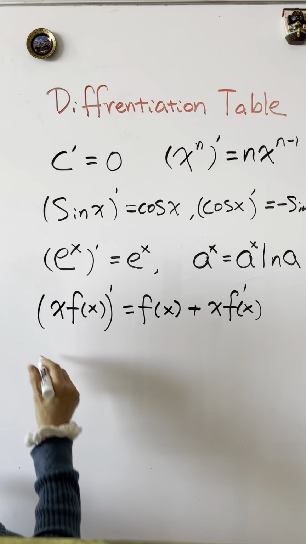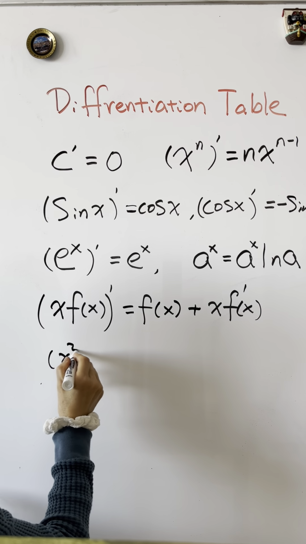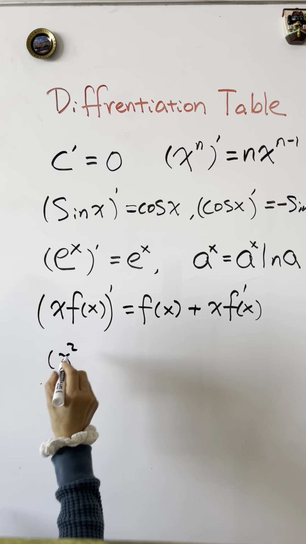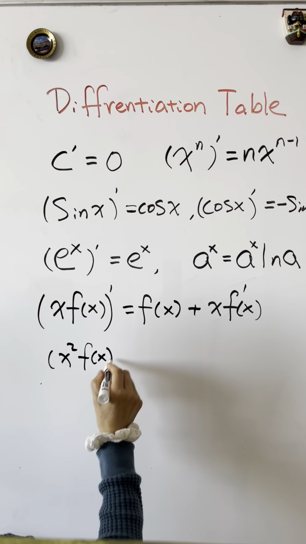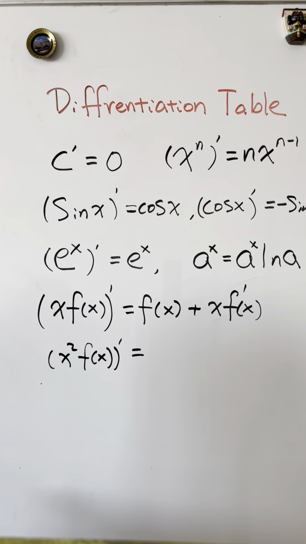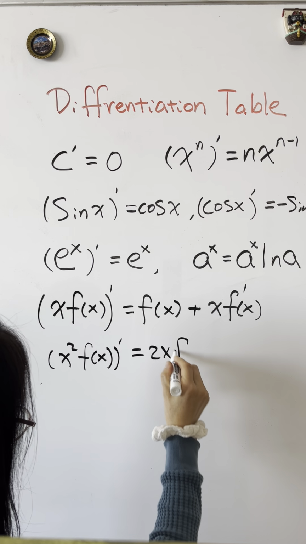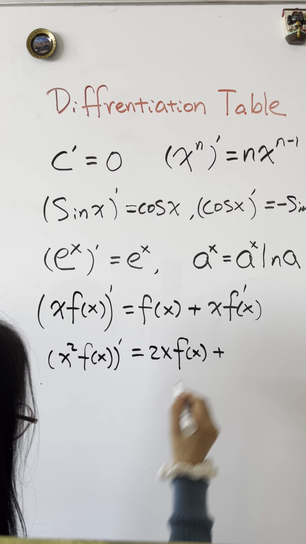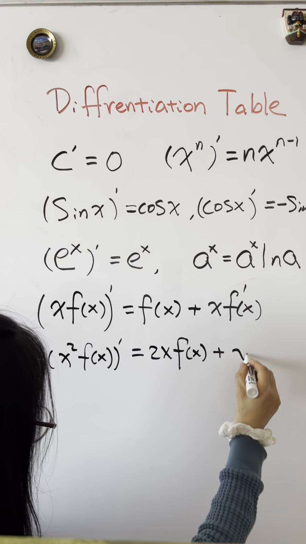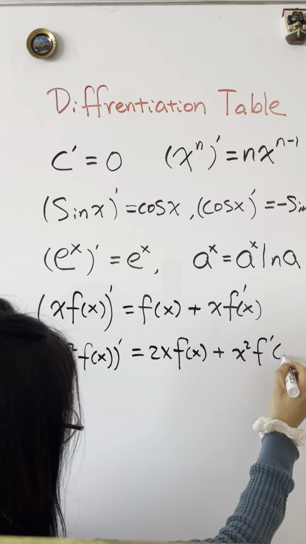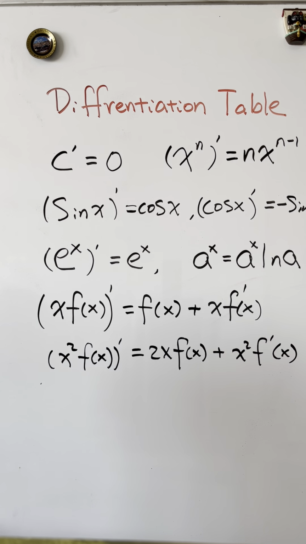Then if we change this to x squared, let's see, x squared times f of x, because we often use those ones, right? The derivative of x squared is 2x times f of x, then plus x squared times the derivative of f of x.